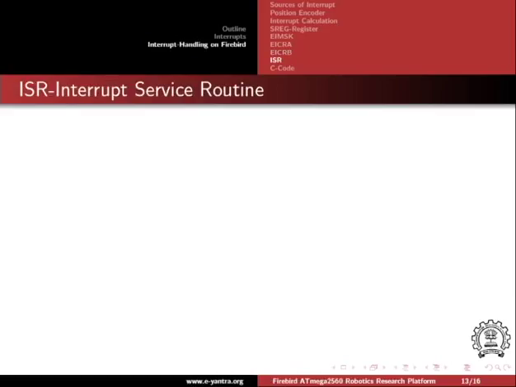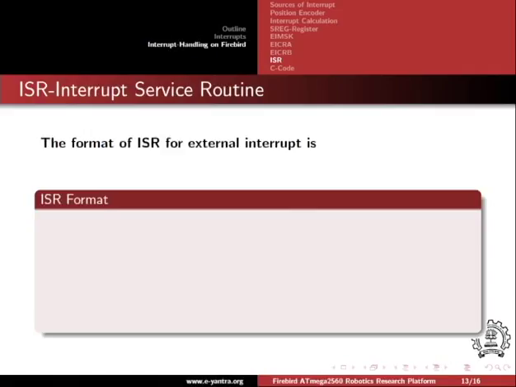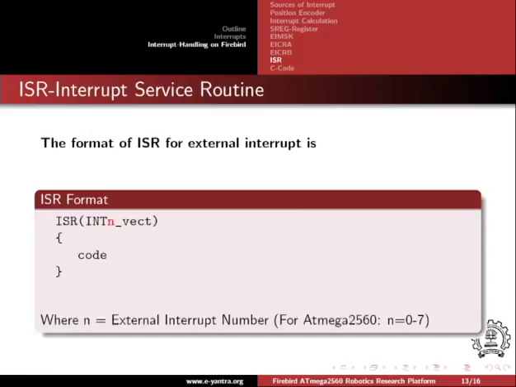Now whenever an interrupt is generated, a set of program is executed which we as a user want our system to do. This program is written inside the ISR or interrupt service routine. The format of ISR for external interrupt is as follows. To create an ISR, we write an ISR function. Here we write ISR in brackets, INT and the interrupt number, underscore vect, and then close the bracket. Within the ISR we write the program we wish to get executed when the interrupt occurs.